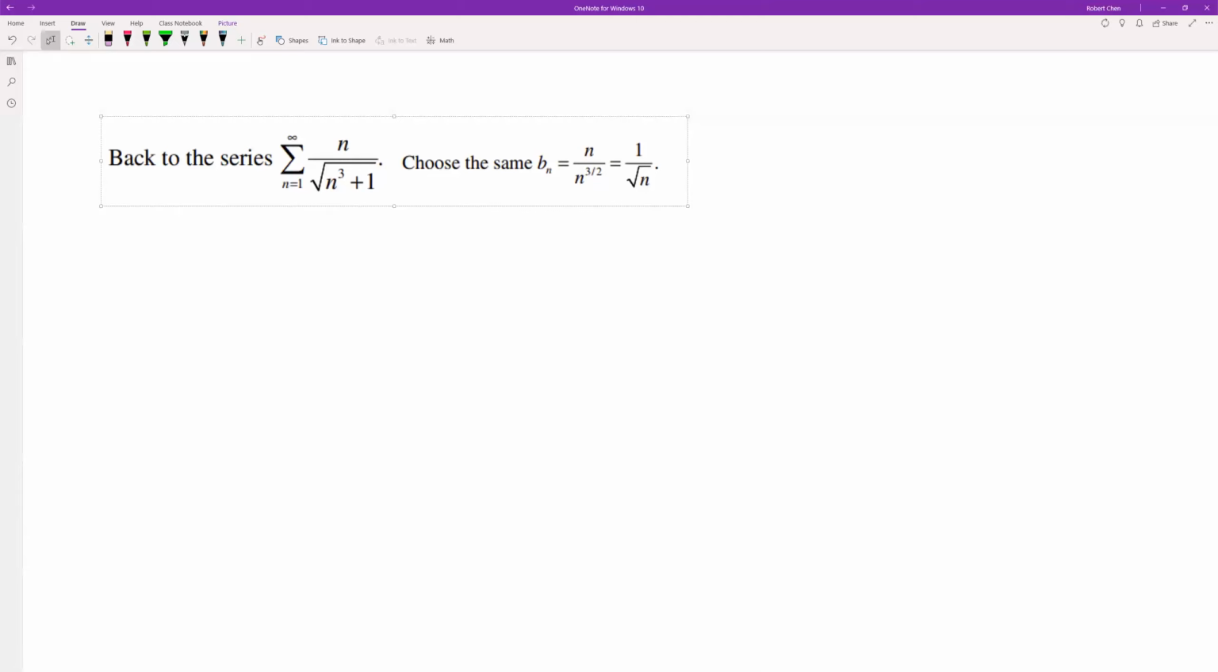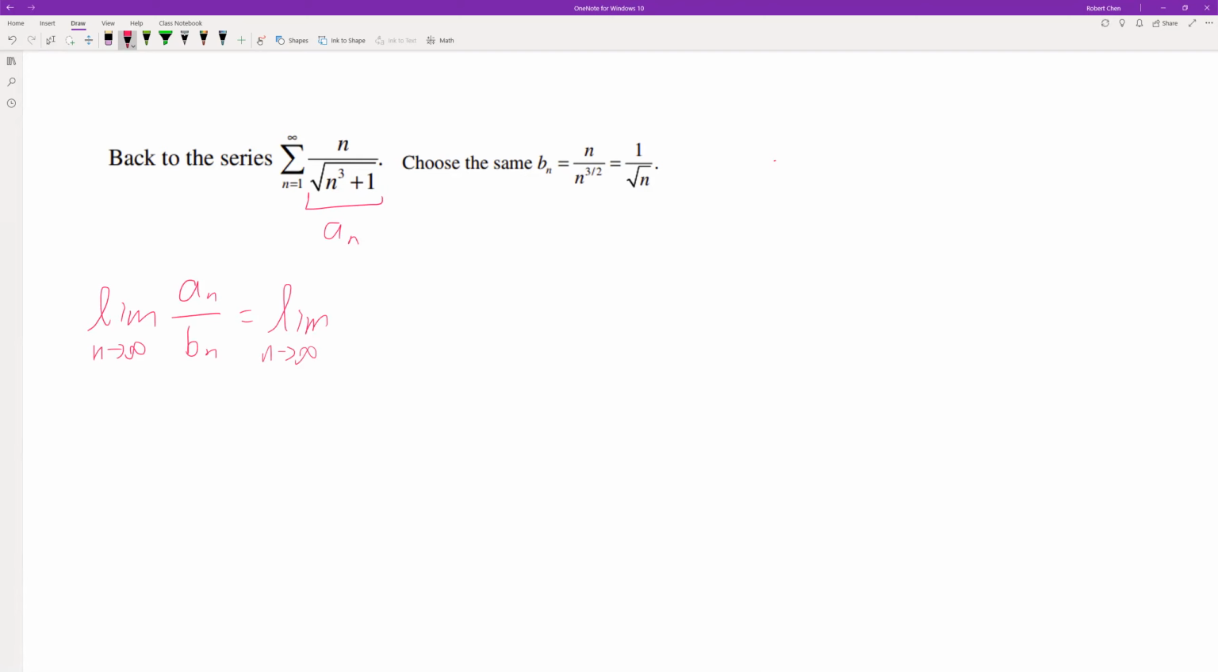All right, so let's take a look at this example that we looked at earlier, which is inconclusive based on the direct comparison test. Now let's use the limit comparison test. Let's see what we have. All right, so that's an and that's our bn. All right, so the idea is once you have your an and bn, go ahead and take the limit as n approaches infinity of an over bn. All right, and then we will have something like this.